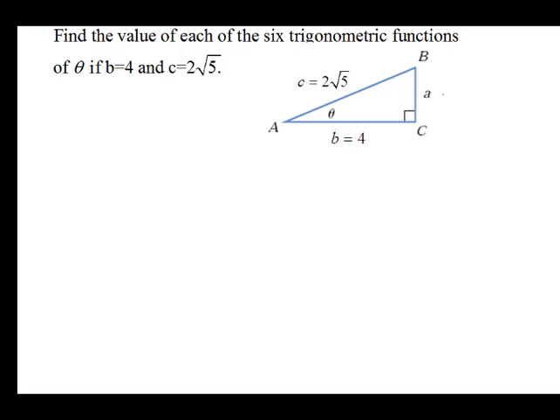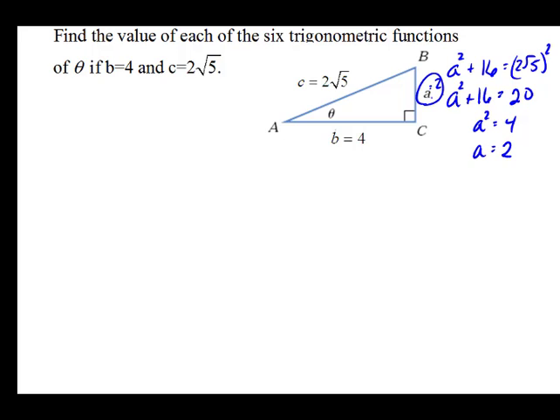Okay, we want to find the value of each of the 6 trigonometric functions of the triangle ABC. The first thing I need to do is find the side A, and I'll use the Pythagorean theorem for that. So I know that A squared plus B squared, which is 4 squared or 16, is equal to C squared, which is 2 square root of 5 squared. So I know A squared plus 16 is equal to 2 square root of 5 squared, which would be 4 times 5 or 20. So A squared equals 4, so A is equal to 2. So I have A that equals 2 here.